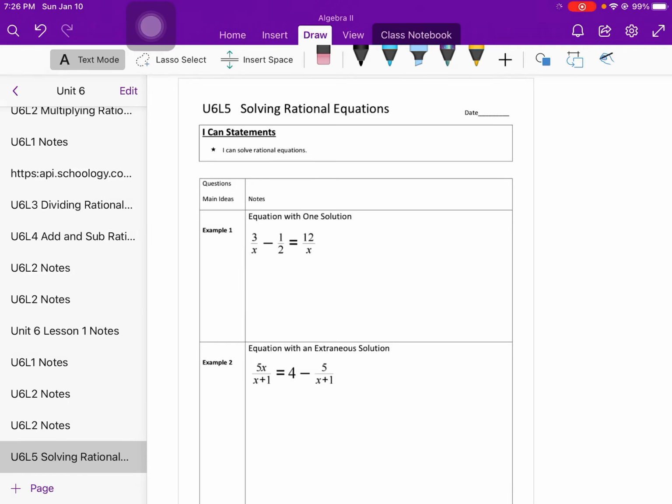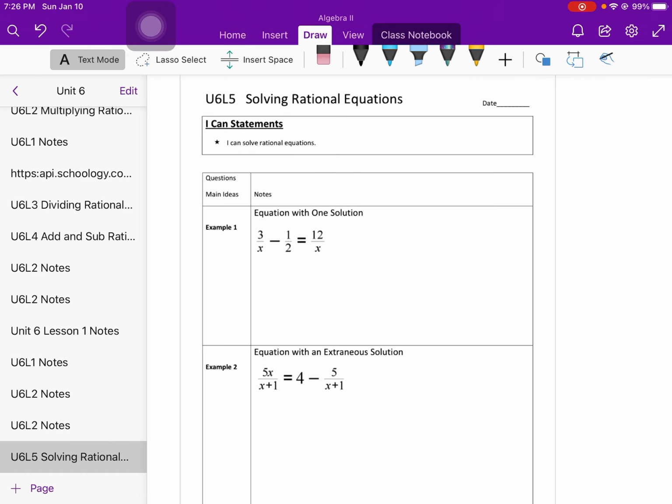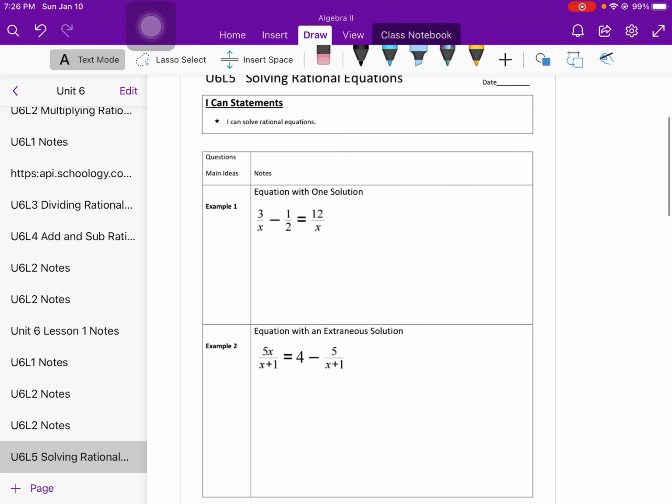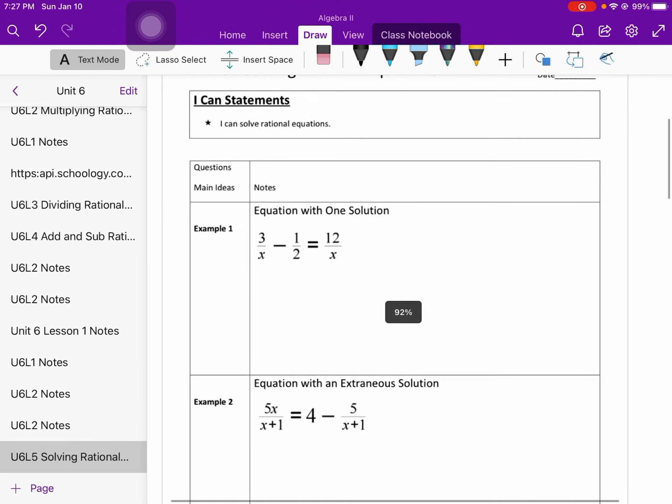Hey guys, welcome to the last lesson of Unit 6, which is solving rational equations. So basically this is what we've been building with all of our skills of adding, subtracting, multiplying, and with rational expressions. Now we're going to be able to put those skills to use. So the first example here, equation with one solution.